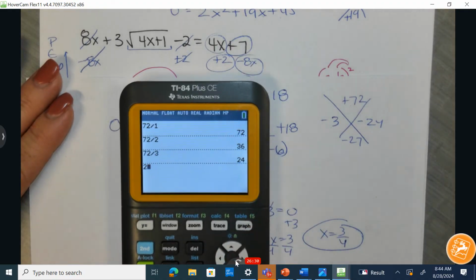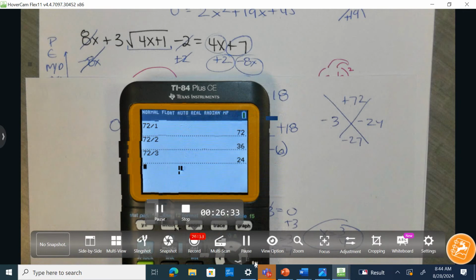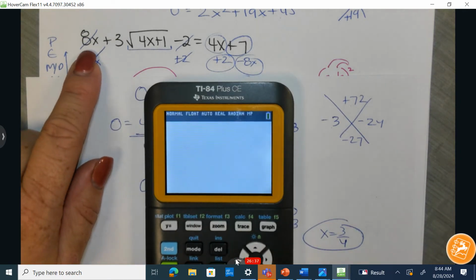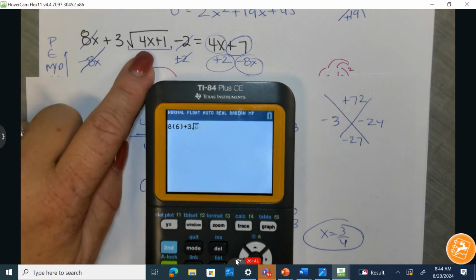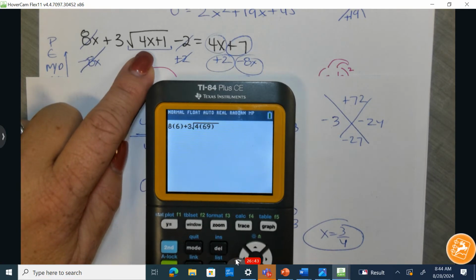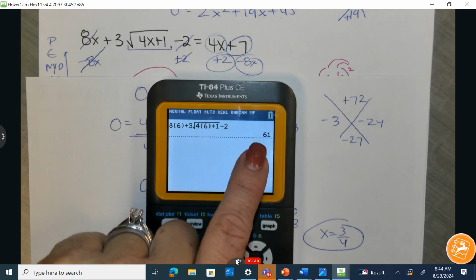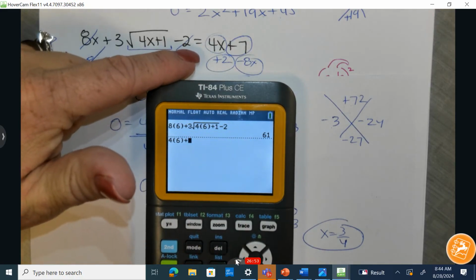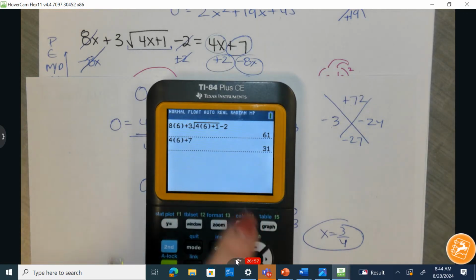So grab your calculator. In fact, you know what? I'm going to have you do it right now. In front of me, students are testing 6 and 3/4. I'm going to test 6. Okay, this is my right-hand side when I'm testing 6. This is my left-hand side. So I just tested 6.